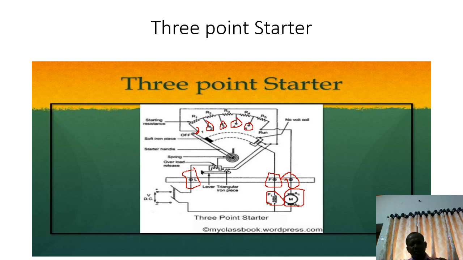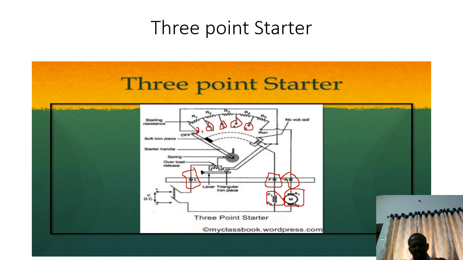In the case of the 3-point starter, first the handle is shifted to stud 1. Under this condition, current passes in this direction through the no-volt coil to the field winding, and the next current passes through the armature. So slow starting will happen, as we are observing. Next, this handle is shifted from stud 1 to stud 2.